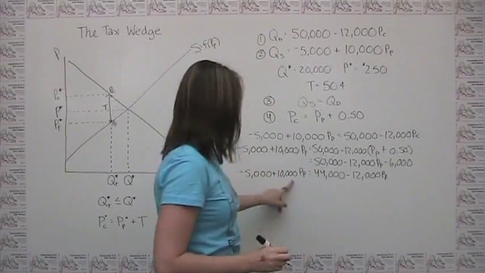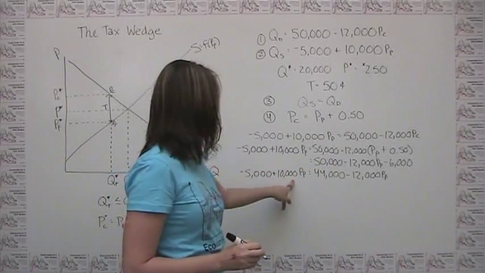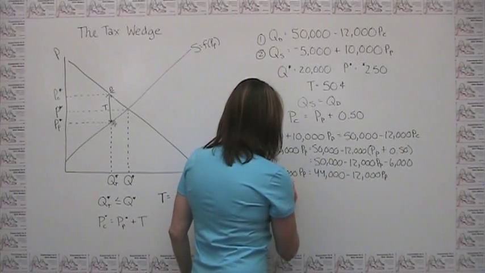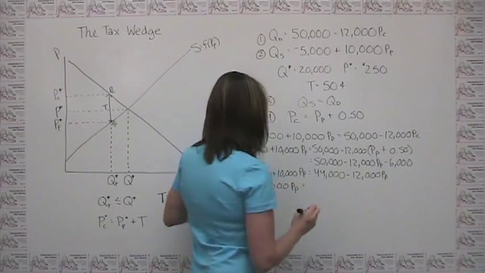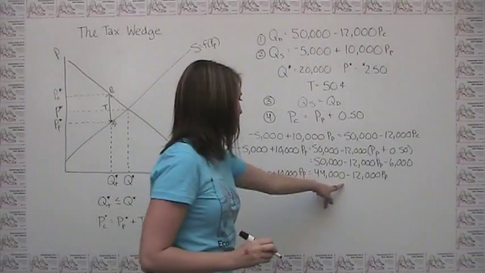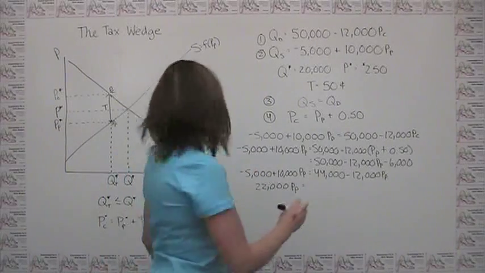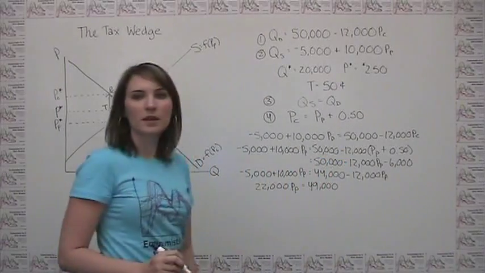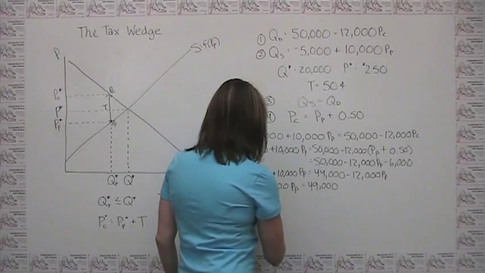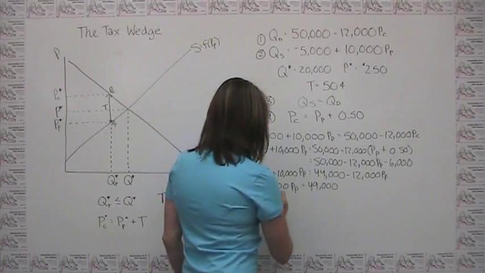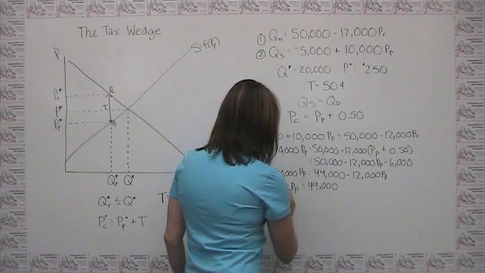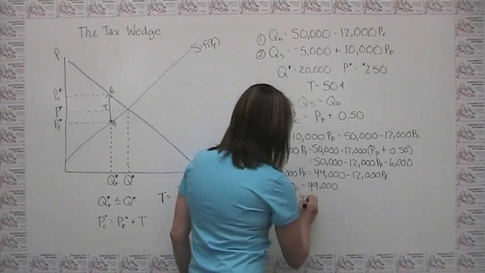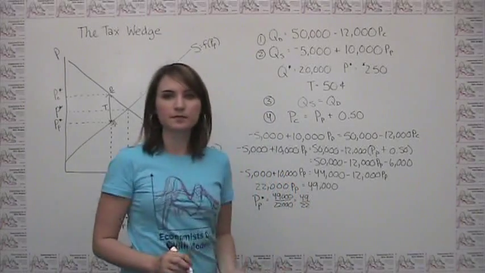So we can put all of the prices on one side. 10,000 plus 12,000 is 22,000. And we can put all the numbers on the other side. So 44,000 plus 5,000 is 49,000. And we in fact get that the equilibrium price to the producer is equal to 49,000 over 22,000, which is just 49 over 22.